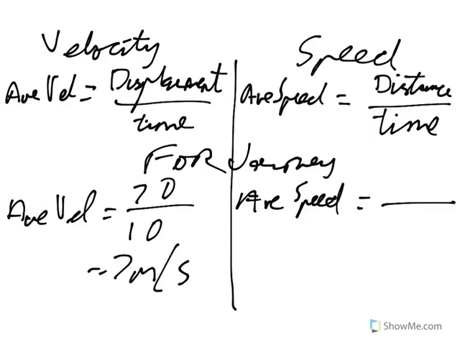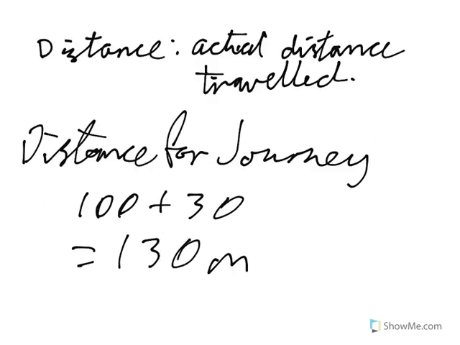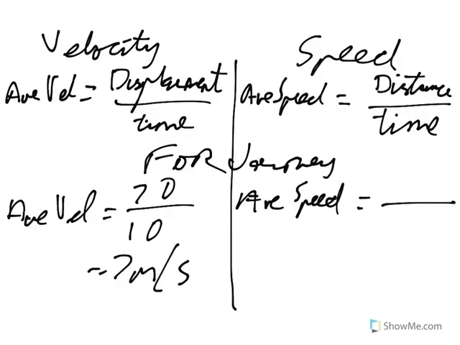Whereas our average speed, though, was the distance travelled, which is 130 over 10, which is 13 metres per second. Right, and the reason they're different is just from the definitions of displacement and speed.